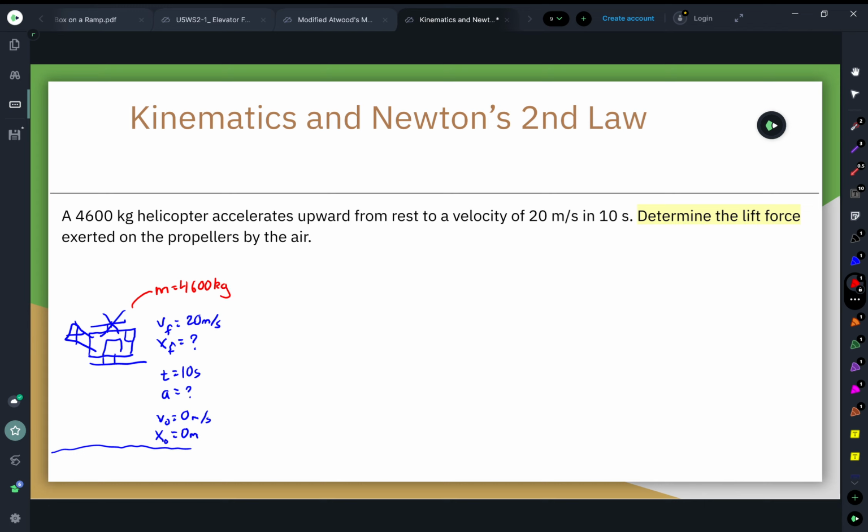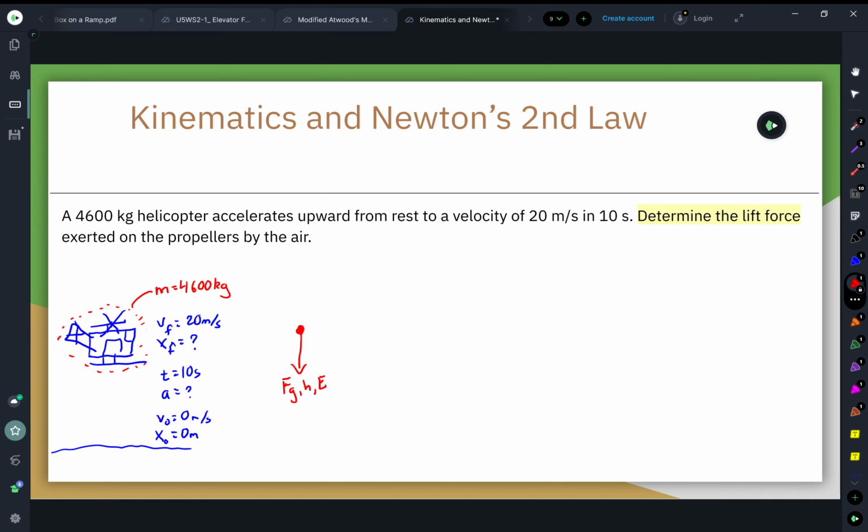So I've already identified the variables, but that's kind of getting ahead of ourselves. We need to figure out what forces are acting on this thing. First thing first is going to be a force of gravity acting on the helicopter, because that's going to be the first force we draw every single time ever. A force of gravity on the helicopter by the Earth. That's pulling this thing down.